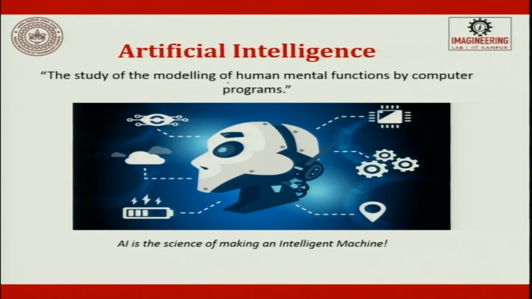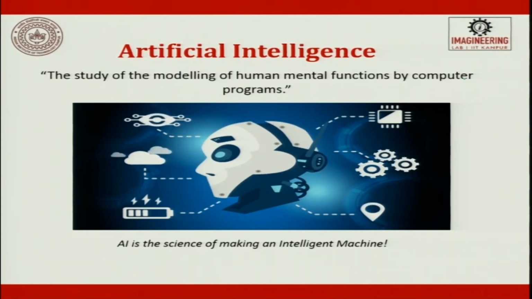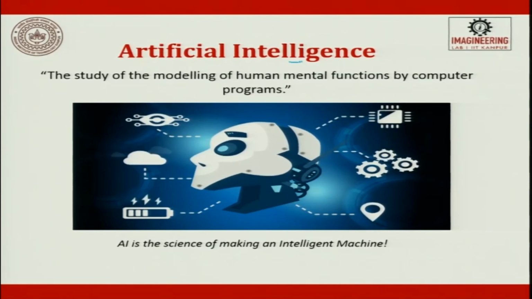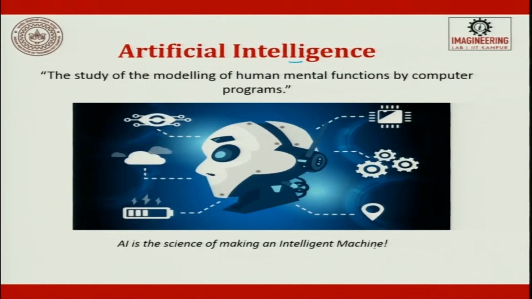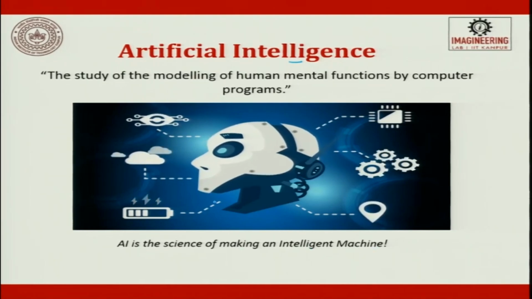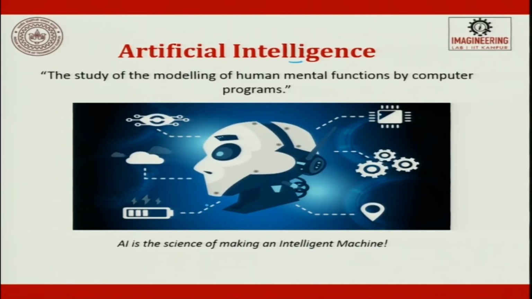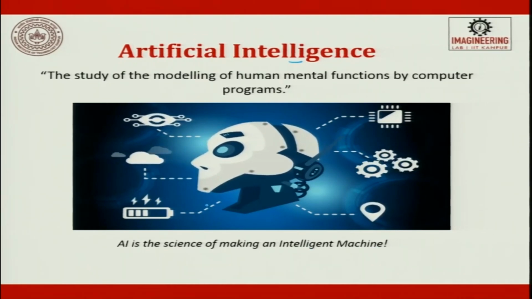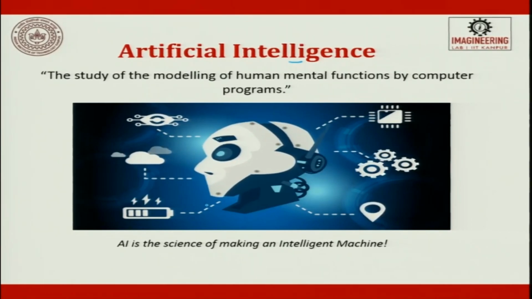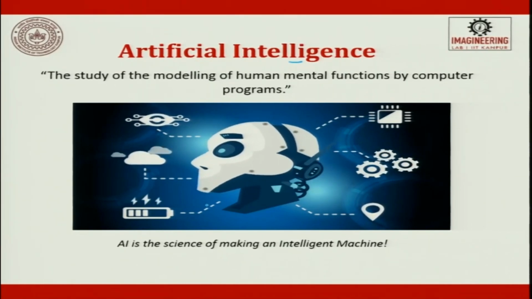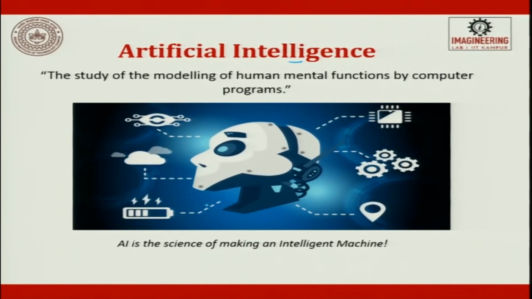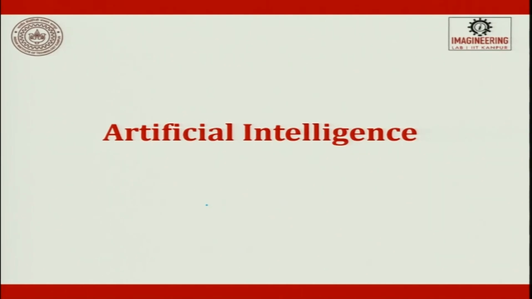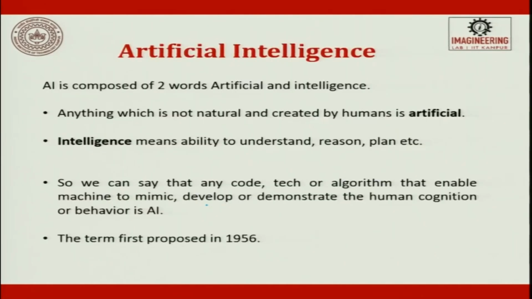The study of the modeling of a human mental function by computer programming is nothing but artificial intelligence. AI is a science of making an intelligent machine. Today AI has got integrated in all your applications. Today when you use a Google search, AI is used. Today when you try to look for any data, AI is used. So, let us start looking more at AI.